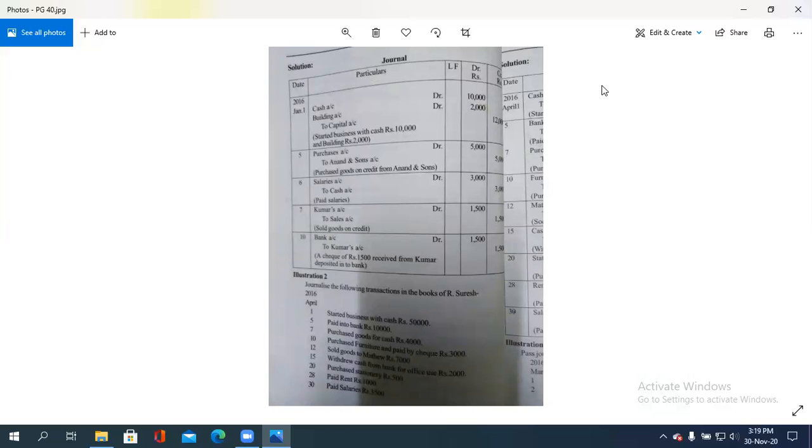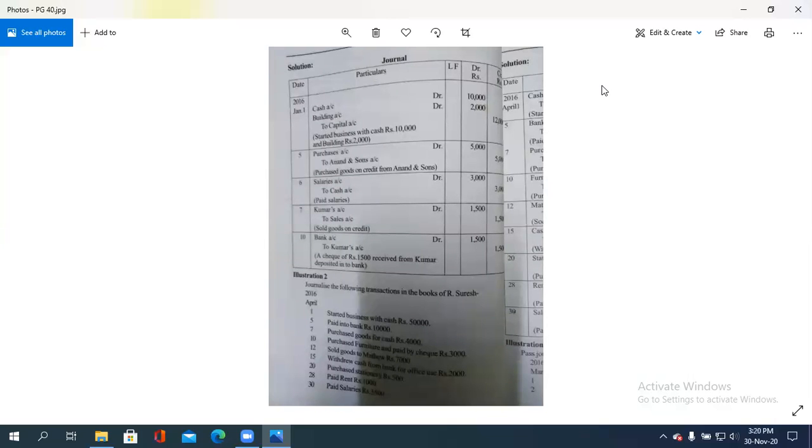Started business with the cash 50,000. So the same entry, cash account debtor to capital. Paid into bank. Cash is going out of the business and bank is getting that money. So bank account debtor to cash. That is the case. So paid into bank, bank account debtor to cash 10,000.